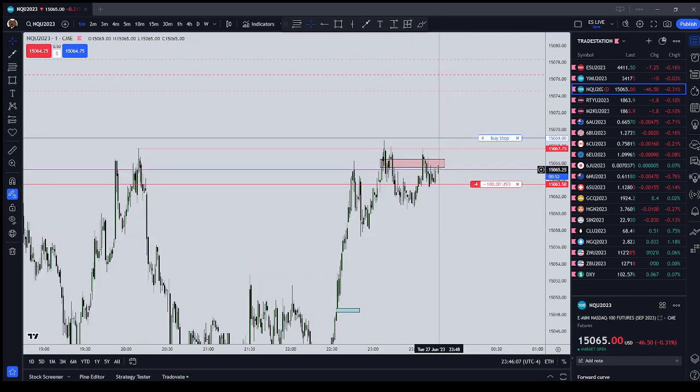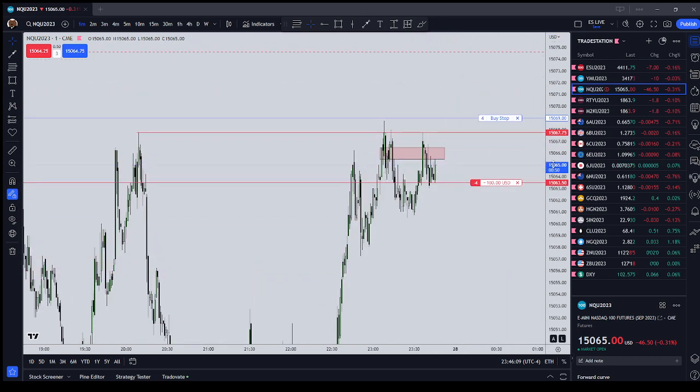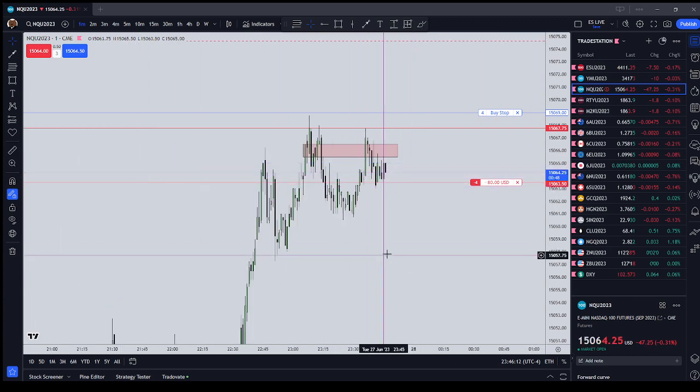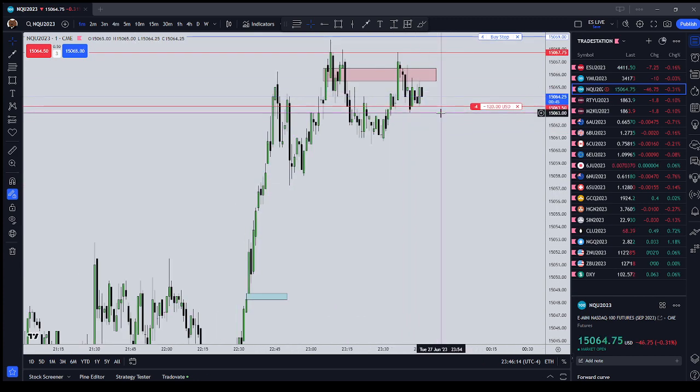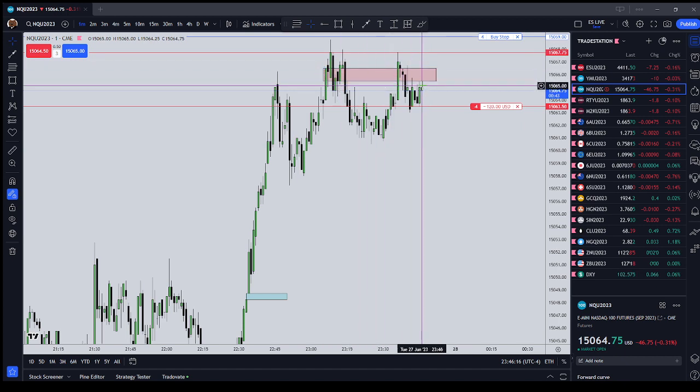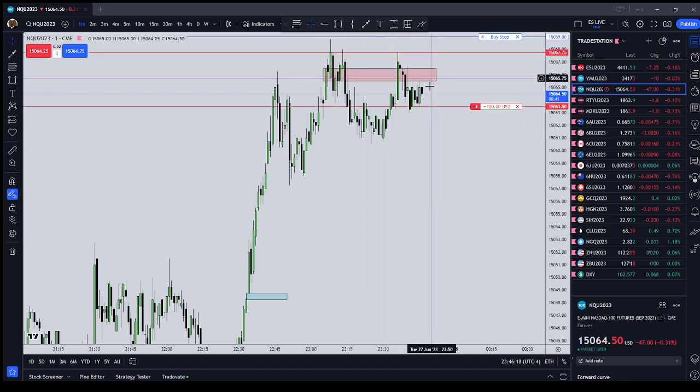Okay, coming back up to that same red box. I want to see it find resistance at the red box. I really want to see it find resistance at the red box. Don't want to see it trade through the red box again.